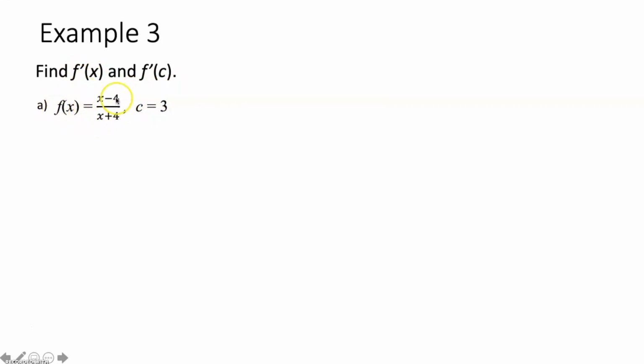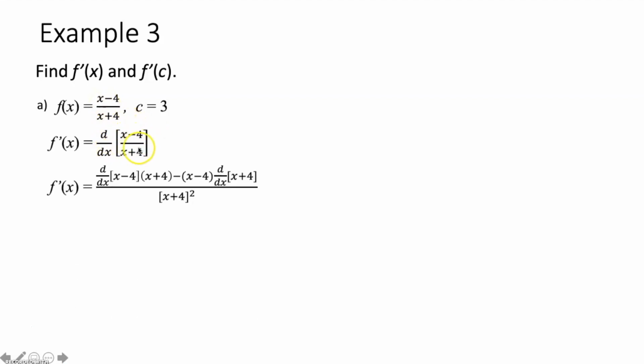Now, note that we have a function being divided by another function. We have a rational function. Since we want to find the derivative of this quotient, we have to use the quotient rule, which says we take the derivative of the numerator, multiply it to the denominator, then subtract the numerator times the derivative of the denominator all over the denominator squared. Now, let's take the derivative.